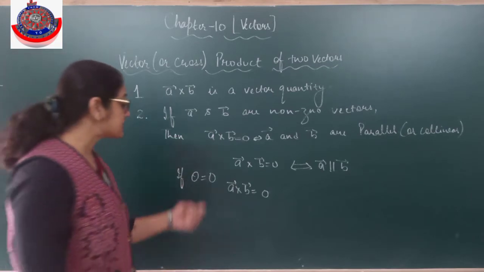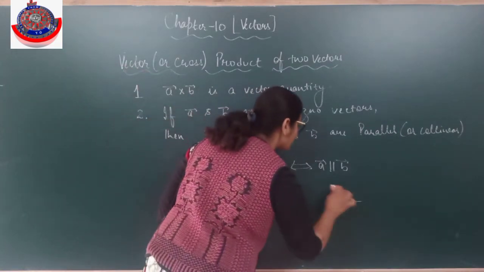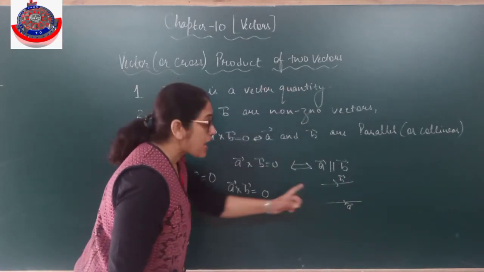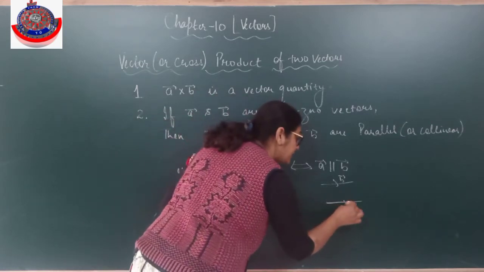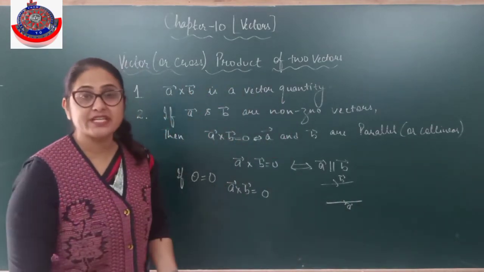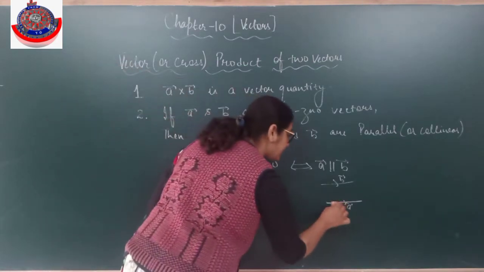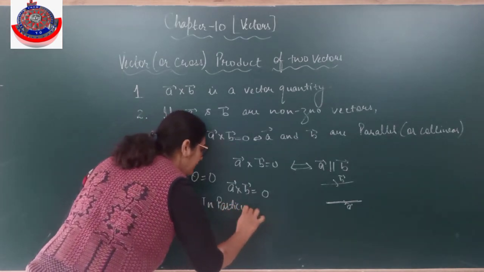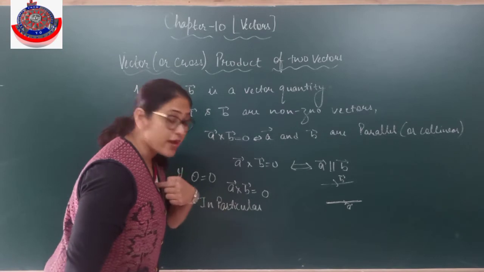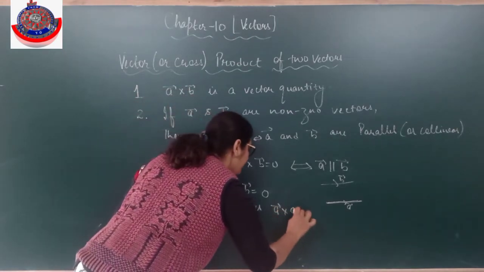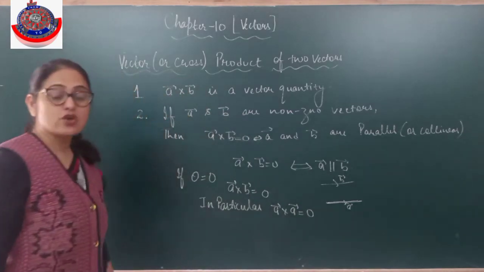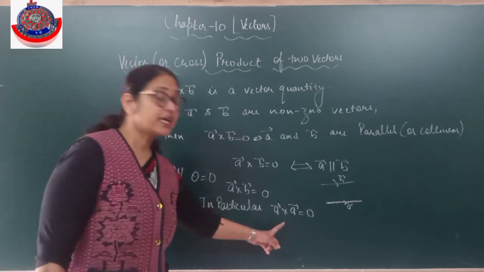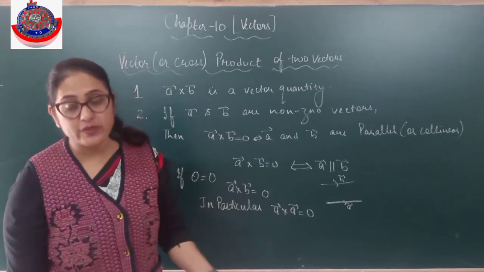Now when is theta 0? Either the vectors are parallel, or a line makes an angle with itself. If a vector makes an angle with itself, then also it is theta, that means A makes with A. So in particular, a line makes zero angle with itself. It means A vector cross A vector is equal to 0. If the cross product of a vector with itself is taken, it is always equal to 0.